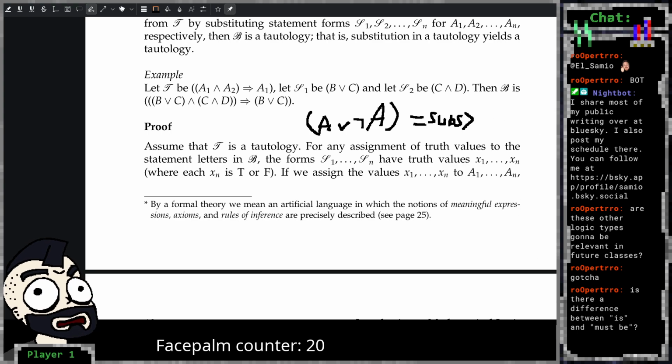Is there a difference between "is" and "must be"? Yes, there is. In logic, it's very different. When I say "is," I am mostly just declaring or describing. When I say "must be," I am saying that there is a logical implication that is necessary and deductive.